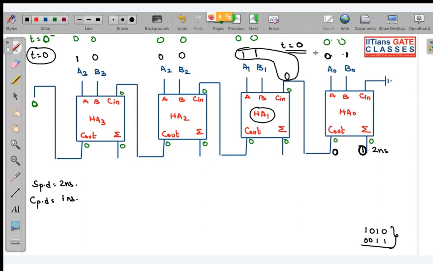Chandana, did you understand up to this point? Everybody tell me, have you understood up to this point? If anyone has any doubt up till this point, let me know.